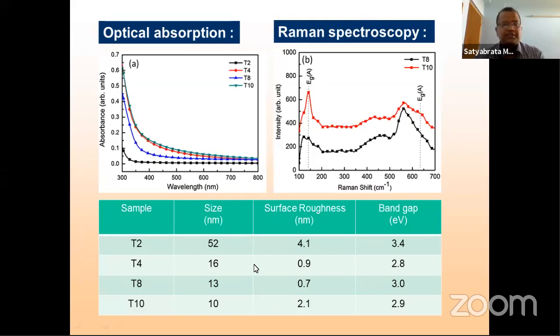And one can see the size of these nanostructures decreases from 52 to 10 nanometer as we keep on increasing the thickness of the film from 20 to 100 nanometer. The surface roughness varies from 4.1 to 0.7 nanometer. And of course, the band gap variations are seen from 3.4 to 2.8 electron volt. And you can see that surprisingly 40 nanometer thick films has the lowest band gap.